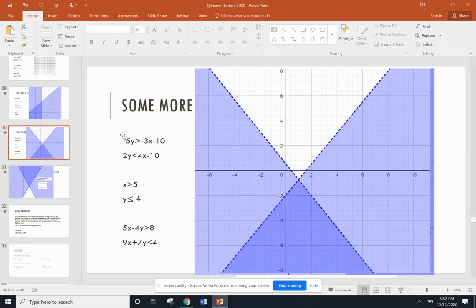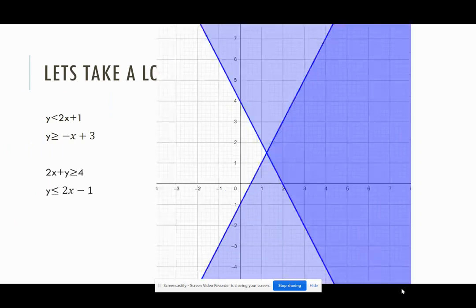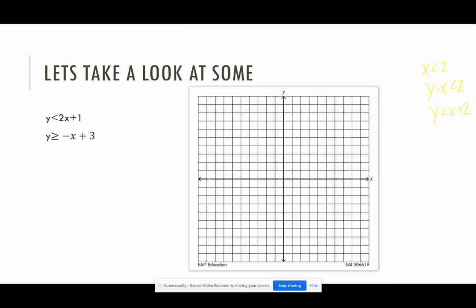Alrighty, so we are going to go over the last one here. For some reason it all exited out, so we had yellow: x is less than 2, y minus x is less than 2, so this becomes y is less than x plus 2. Alrighty, so let's draw these.